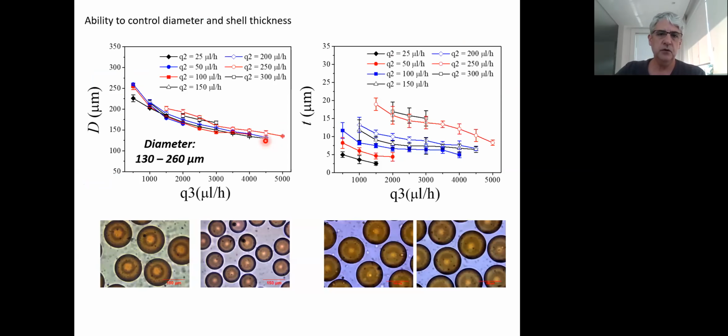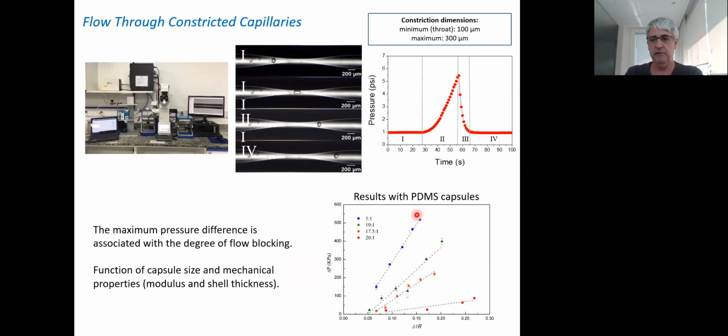So we show here in a recent publication the ability to change the diameter of the capsule. So in this example, by just changing the flow rates of the 3 different phases, we are able to go from 260 to 130 micrometer capsules. And also by the same way, we can control the thickness of the shells. So we are able to control both the size and the thickness. And then with the polymer system that we are using, we are able to control the degree of cross-linking. So we can make very soft shells or very hard shells.